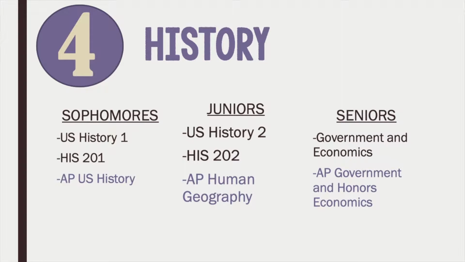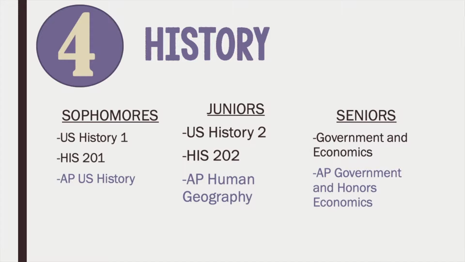Okay, your history courses for sophomores, you should be ready for U.S. History 1. If you're doing the standard level class, that is just what I said, U.S. History 1. If you are interested in the dual enrollment class, HIS 201 is the course. It covers the same content as U.S. History 1. AP U.S. History, which is the course you would need for the college prep distinction, covers all of U.S. history in 1 year.